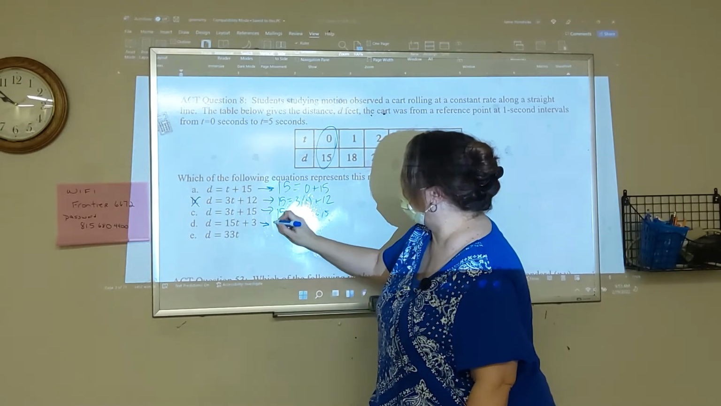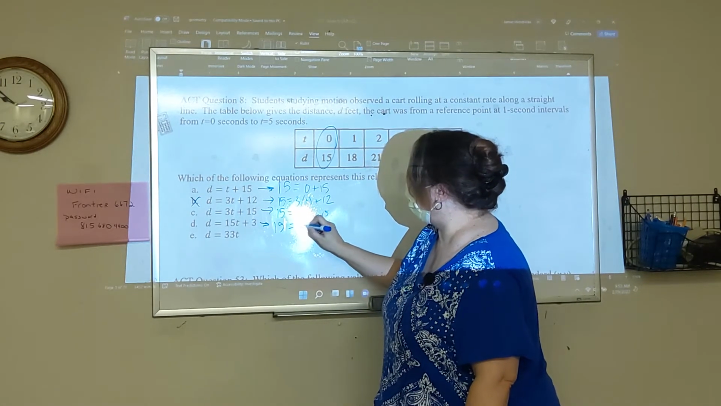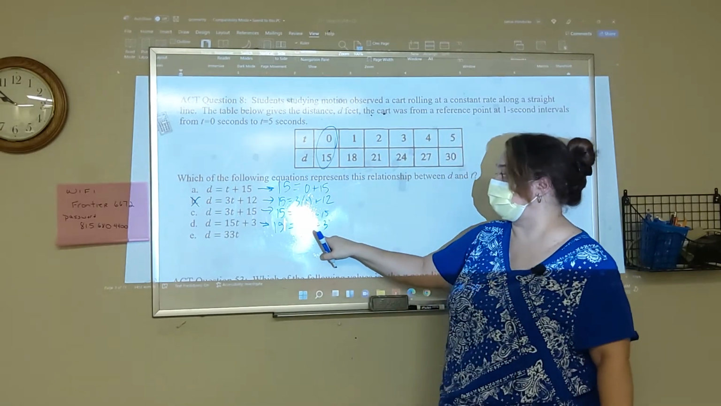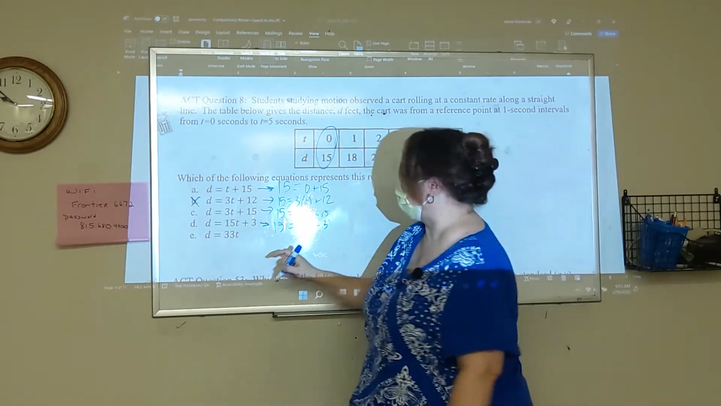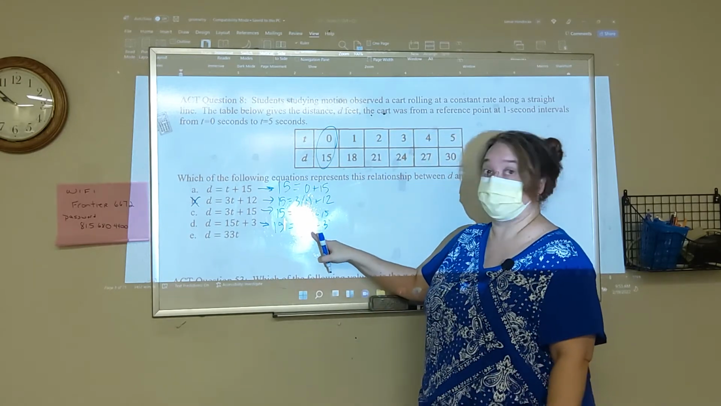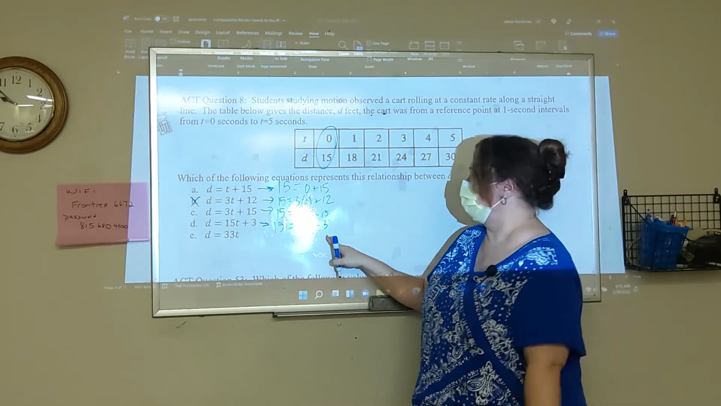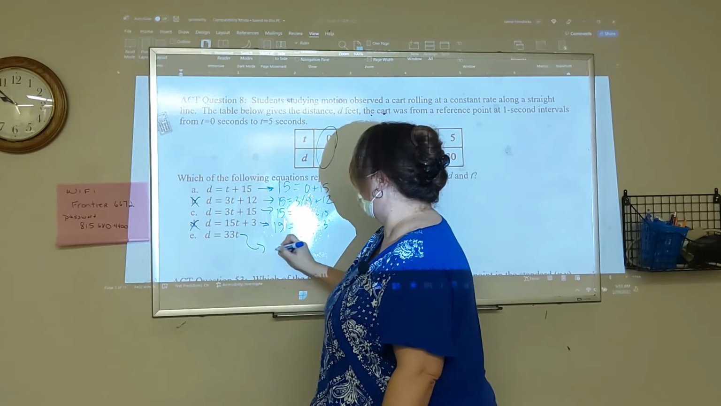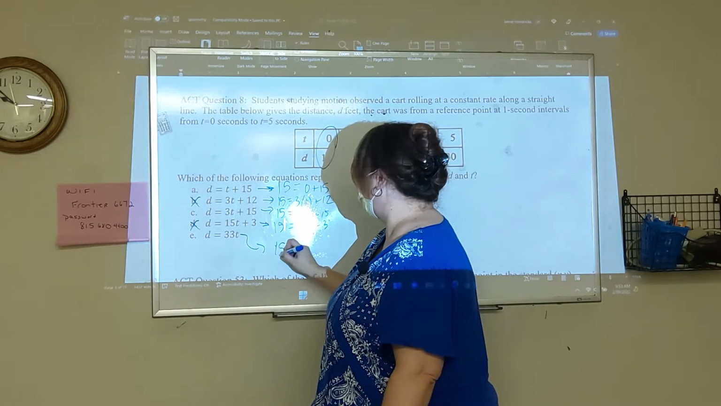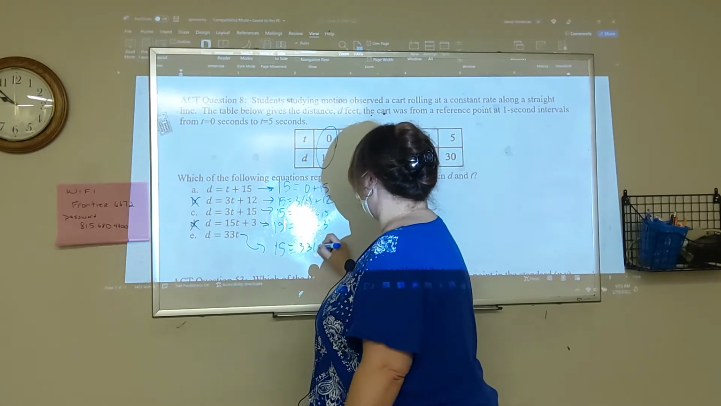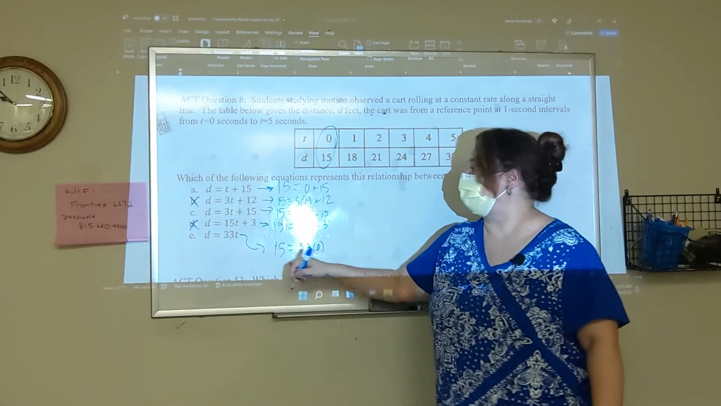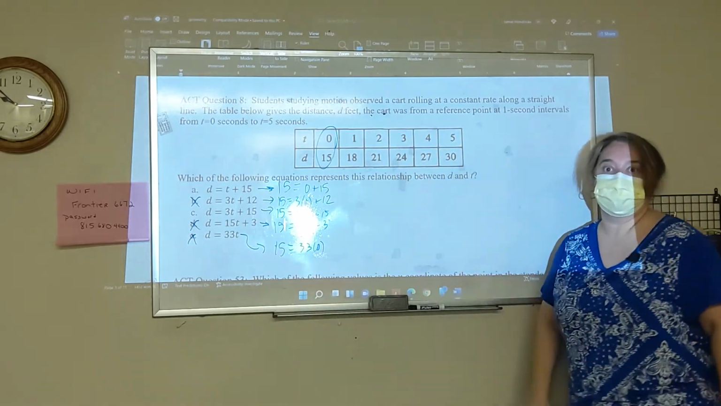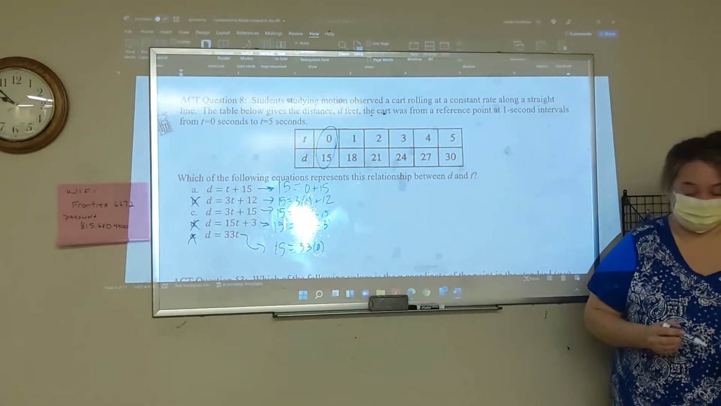D. Is 15 equal to 15 times 0 plus 3? 15 times 0 plus 3 is going to be 3, not 0. 3 is not equal to 15. Get rid of D. And then E, 15 equals 33 times 0. 0 is definitely not equal to 15. Okay, so just with your first data point, you're down to a 50-50 shot.